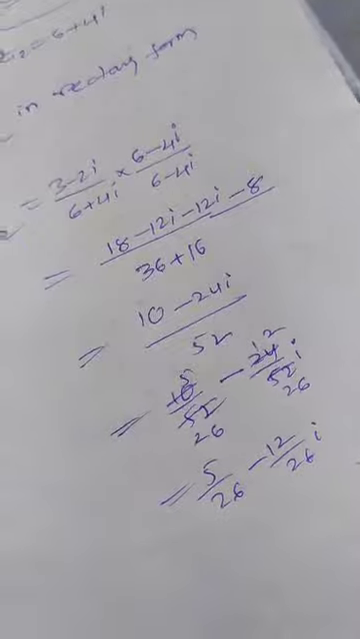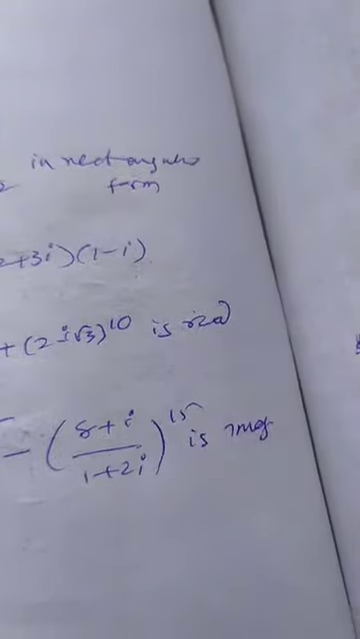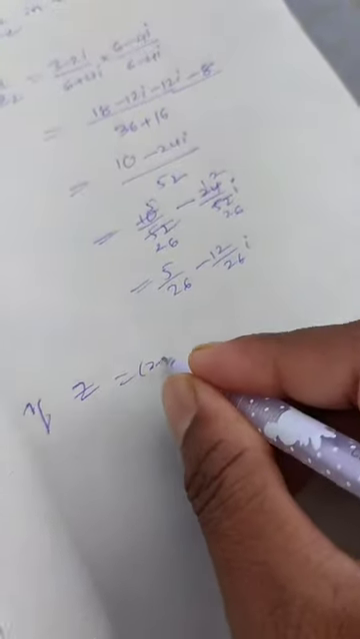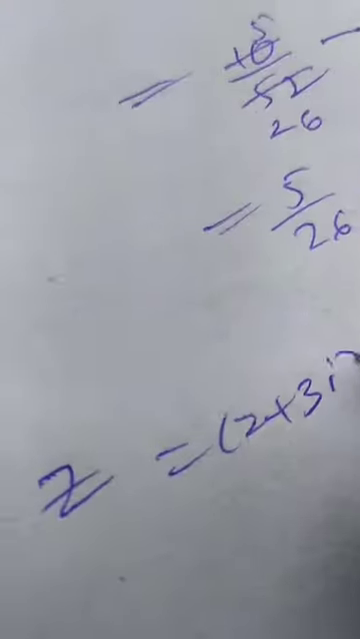Okay, after simplifying Z1 by Z2, you have to express it in a plus ib form. One more problem. Z is 2 plus 3i into 1 minus i.